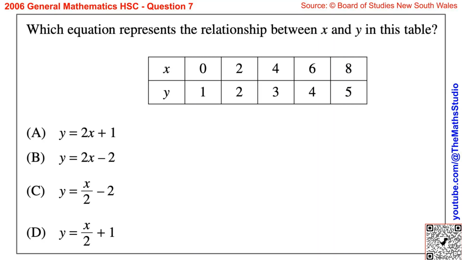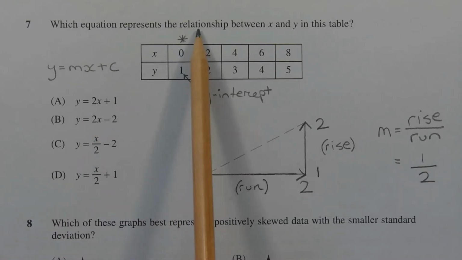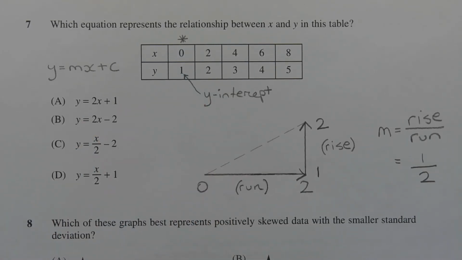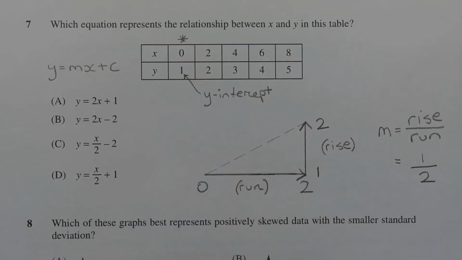Question 7. Which equation represents the relationship between x and y in this table? From the values in the table, we have a linear relationship between x and y. If we were to graph y versus x, the result will be a straight line. And we know this because as x jumps up by 2, y jumps up by 1 each time.